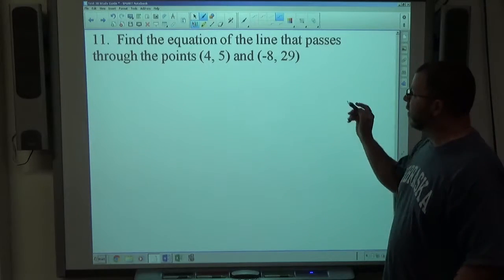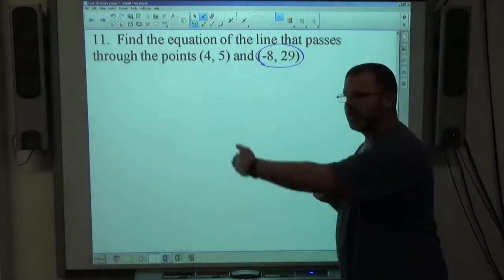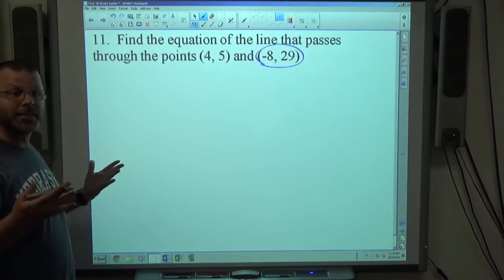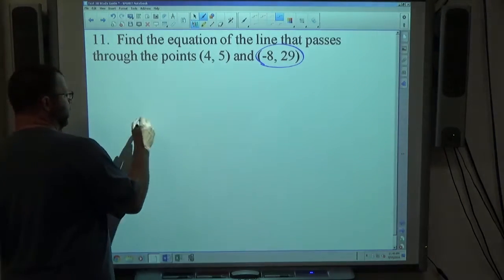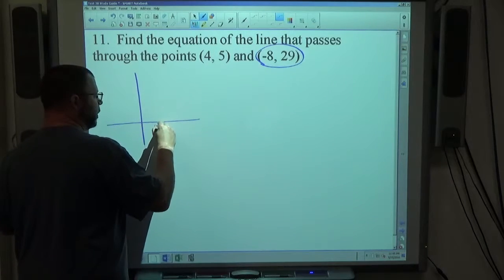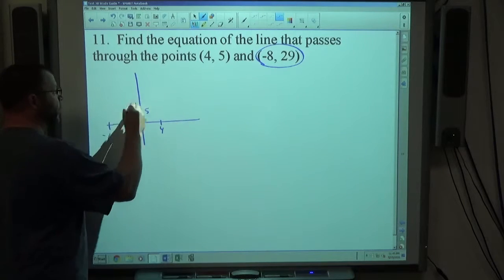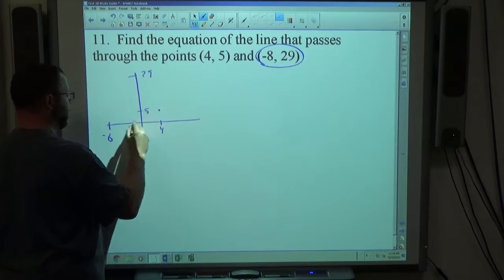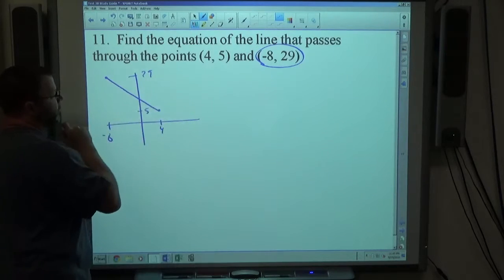Now, you'll notice that this is a pretty big point to graph, -8 and 29 up. So if I was to do this on graph paper, it would be painstakingly long to graph it and to count it and everything like that. I'm not going to use graph paper here, but if I was just graphing it, let's say 4 here and 5 is here, and -8 is over here, and 29 is up here somewhere. So if I graph 4, 5, it's right here, and I graph -8, 29, it's right there, and the line goes like that.